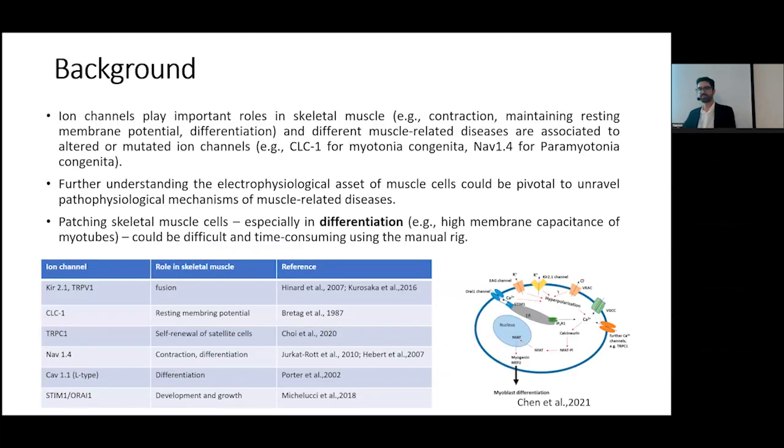So now let's start with the second part, the electrophysiological assay of skeletal muscle cells. Since ion channels play an important role in skeletal muscle, and different muscle-related diseases are associated with altered or mutated ion channels, such as NaV1.4 for paramyotonia congenita, further understanding the electrophysiology of muscle cells could be pivotal to unravel the pathophysiological mechanism of muscle-related disease. Also, patching skeletal muscle cells, especially in differentiation, due to the high membrane capacitance of myotubes, could be difficult and time-consuming using the manual rig.